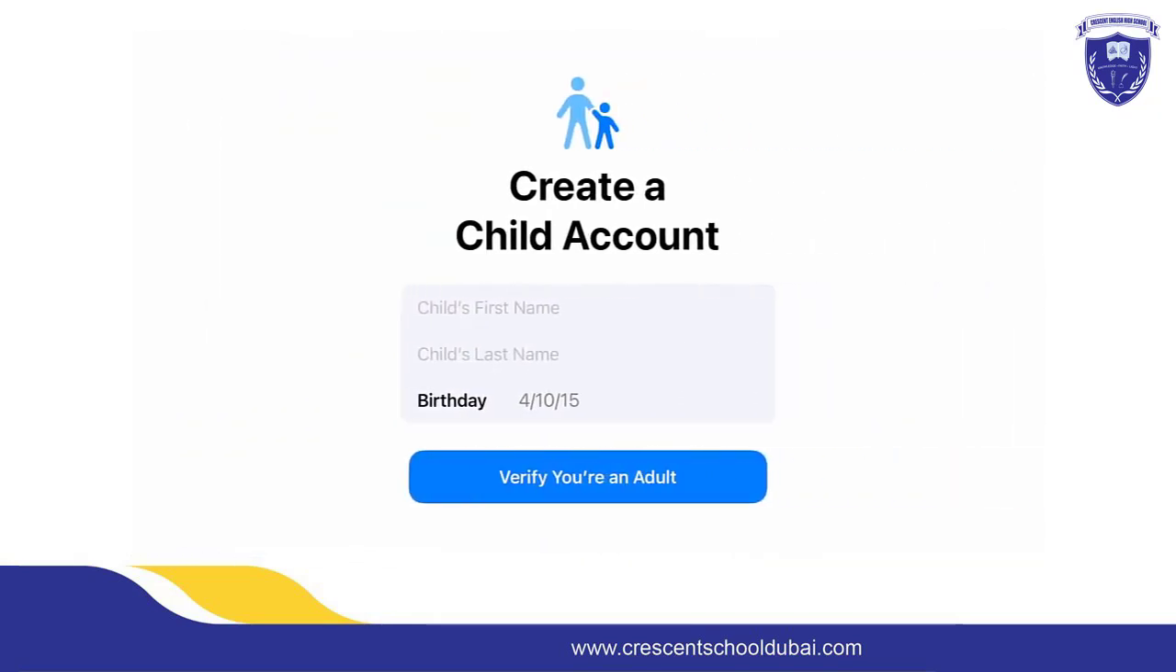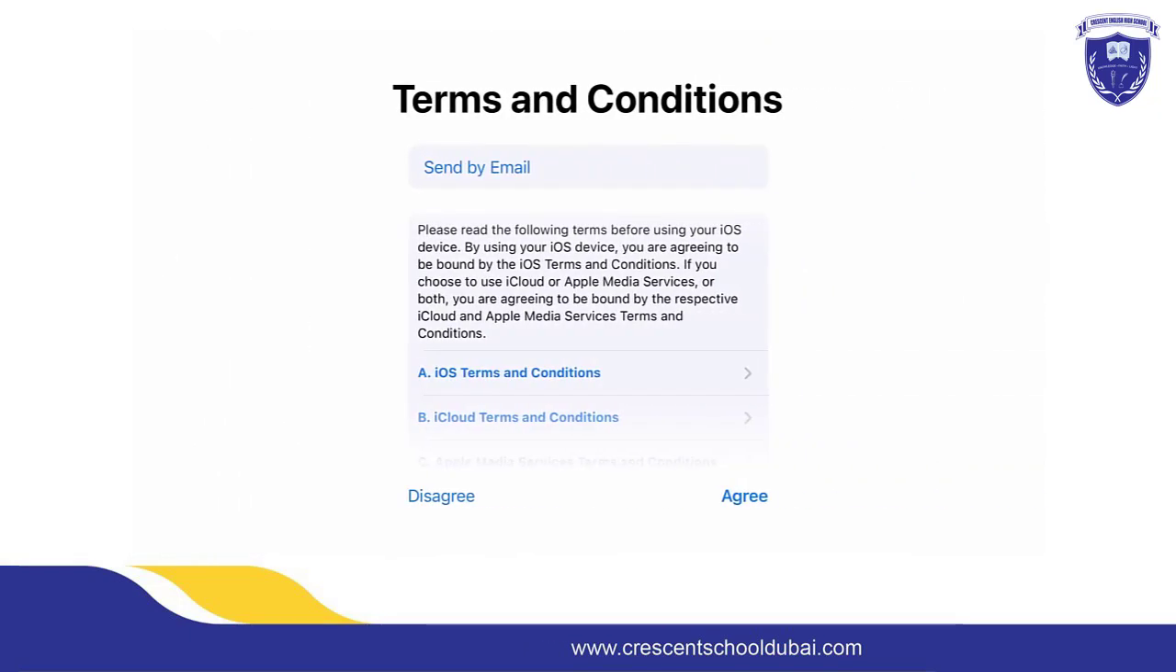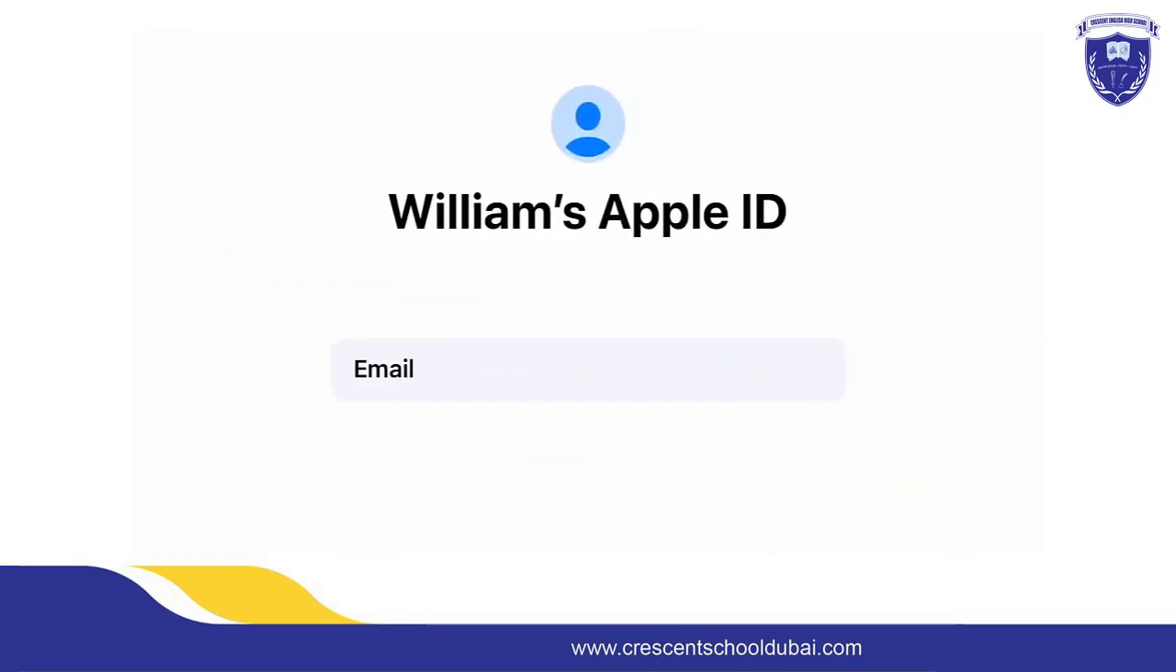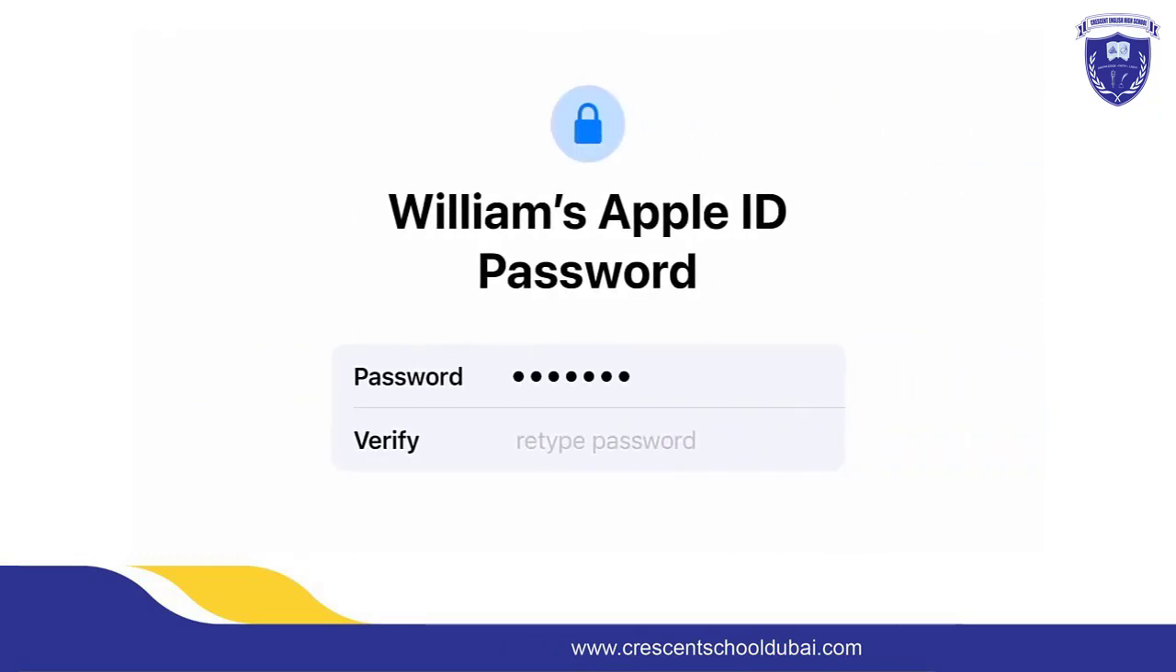First, add your child's name and birthday. To give your consent as the parent or guardian, tap Verify you're an adult, then verify your identity. Next, review the family privacy disclosure, as well as the terms and conditions, and tap Agree to continue. For your child's Apple ID, you can create a new iCloud email address or use an existing email address if they have one. Then create an Apple ID password you can both remember.